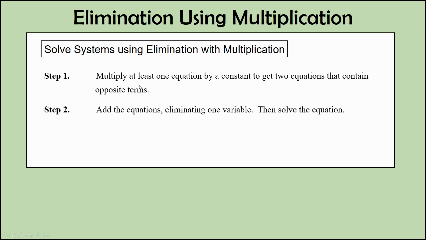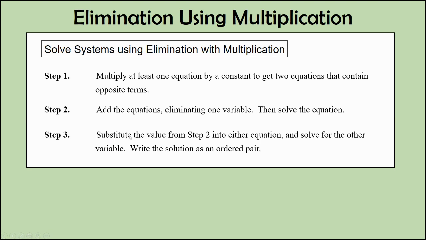Once I create opposites in step 1, we can add the equations together or subtract. I'm always going to add because I'm going to create opposites, and we'll eliminate a variable, find the value of that variable, and then plug it back in, the third step. Same as what we did before, substitute that answer back into either equation and find our other ordered pair value.